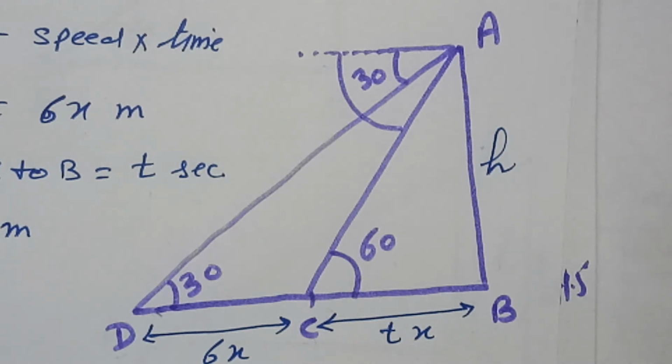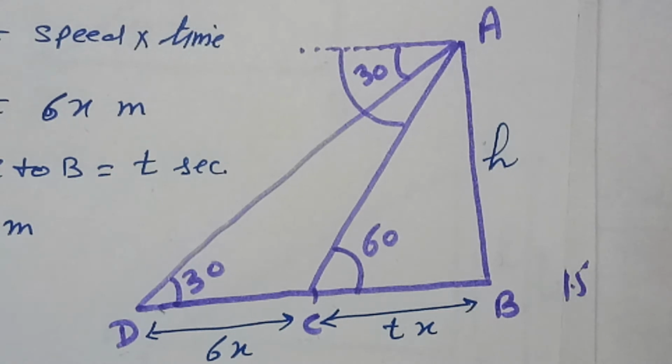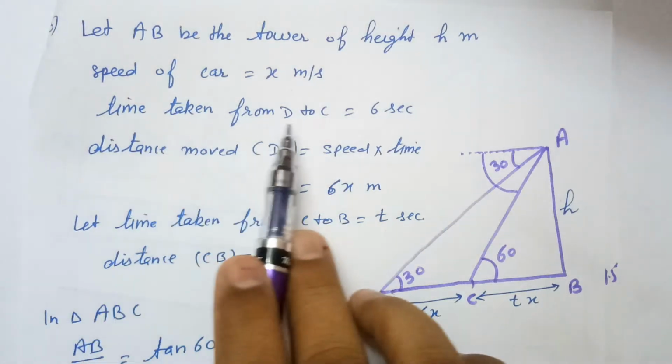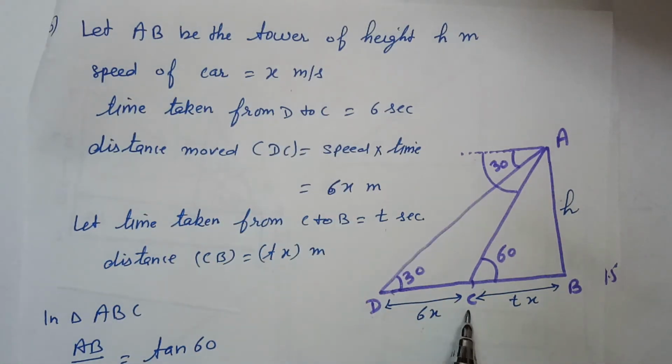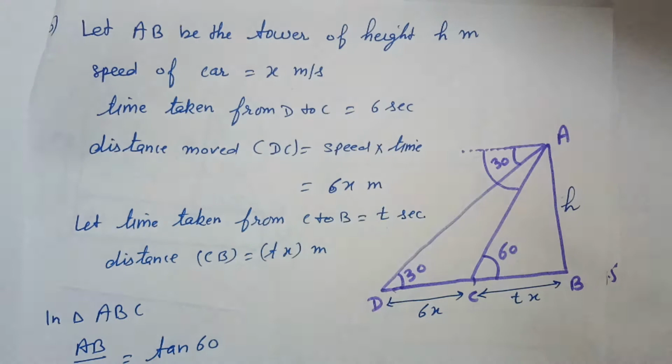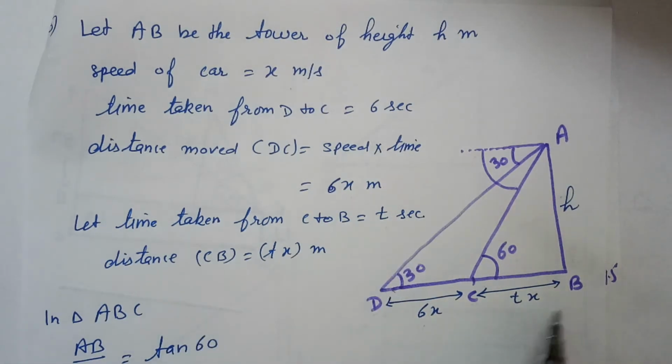Find the time taken by the car to reach the foot of the tower from this point. So from point C to B we need to find the time taken. Because the speed of the car is uniform, we will suppose the speed of the car is x meters per second. Time taken to reach from D to C is 6 seconds, so distance DC equals speed into time, which equals 6x meters. And we'll suppose that the time taken from C to B is t seconds. So distance CB equals speed into time, which equals tx meters.